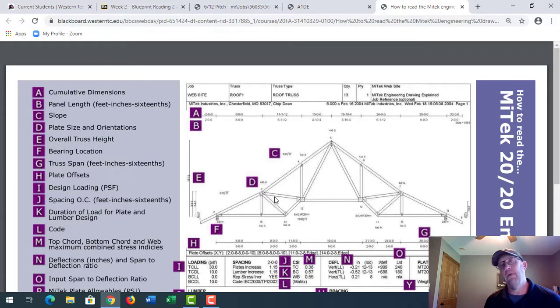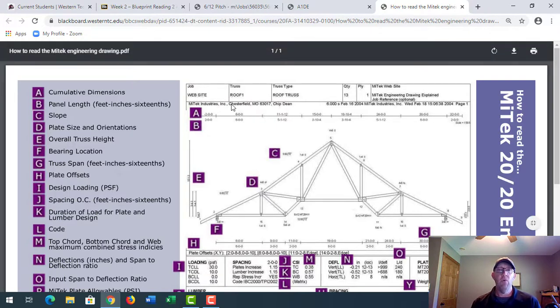There's certain information that you're going to need to know when you are setting trusses out in the field. My job here is to explain what I think are some of the most important things to look for. Before we start, we'll go over this top section here.